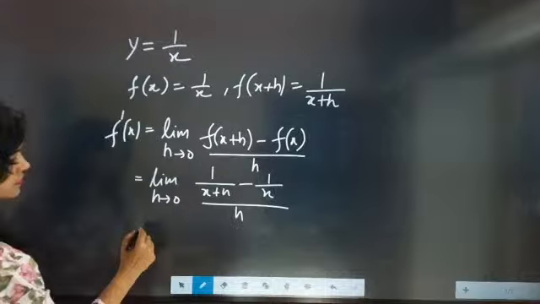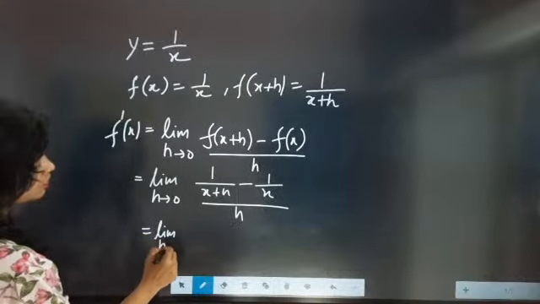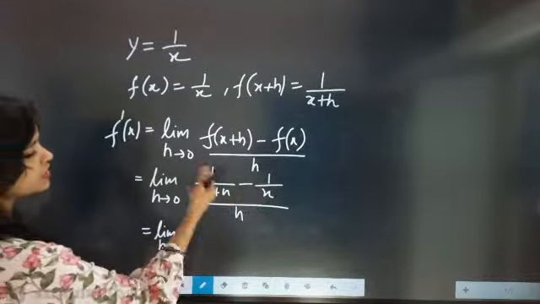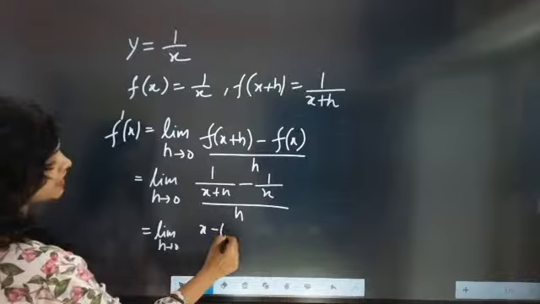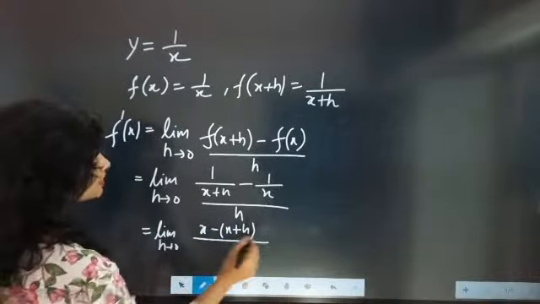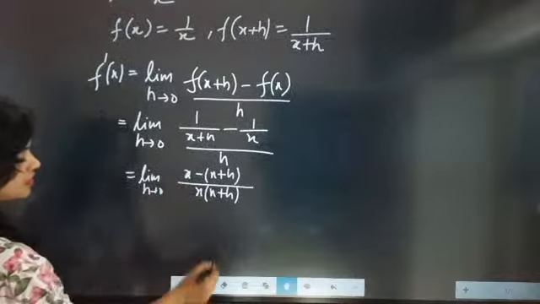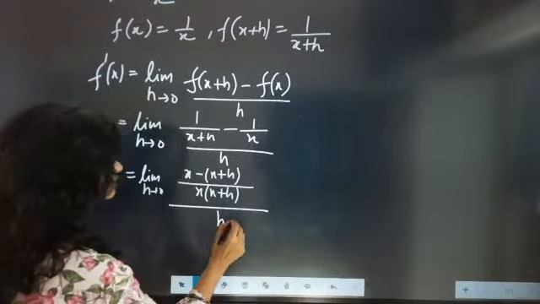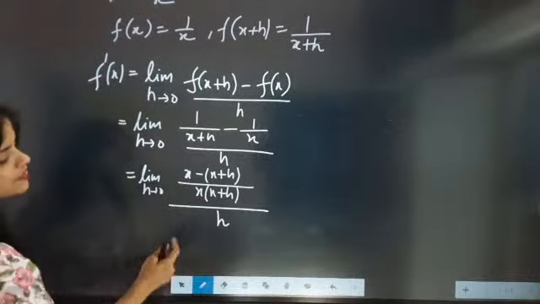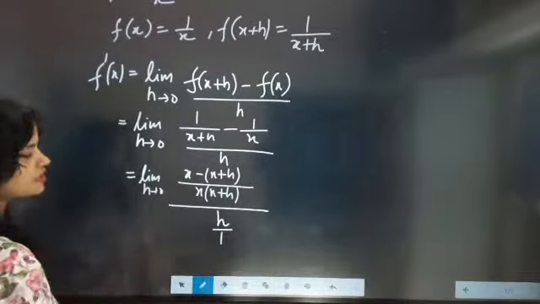Story over. After this, those who know how to take LCM will kill the question in no time. So it will become (x minus (x plus h)) by x into (x plus h), by the denominator part, which is coming as h. Now here one thing is that with h down, nothing written means 1.